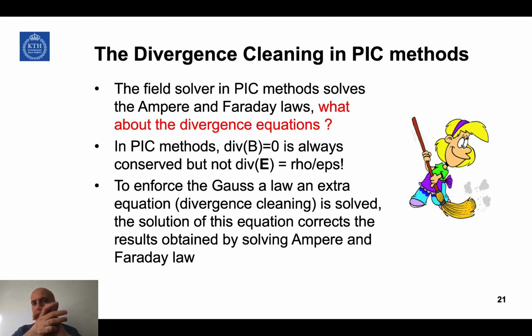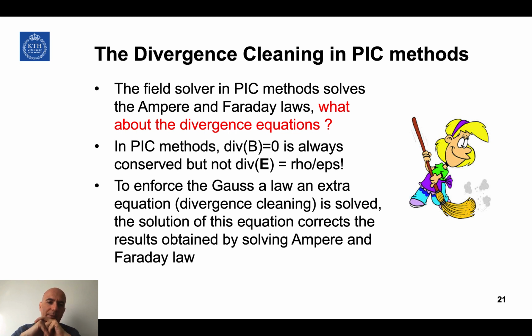So how do we do this? Well, in PIC simulation we also try to satisfy these two other equations. The mechanism we use is to solve Ampere's and Faraday's law, but then we correct the electric field and magnetic field by using a correction that is called divergence cleaning. This divergence cleaning is needed to include also the effects of the Poisson equation and divergence of B equal to 0.